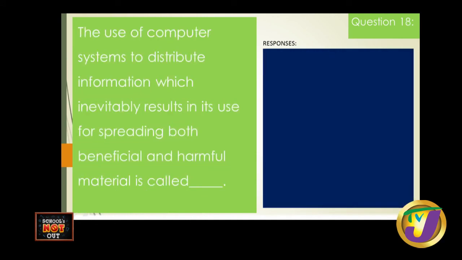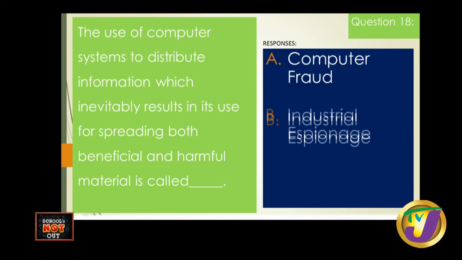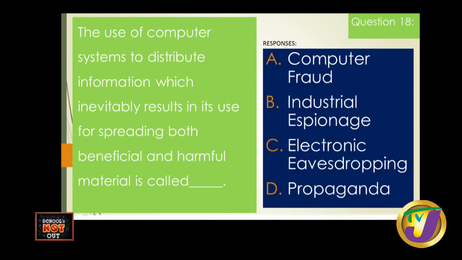Question 18. The use of computer systems to distribute information, which inevitably results in its use for spreading both beneficial and harmful material, is called computer fraud, industrial espionage, electronic eavesdropping, propaganda. Now let's read the question again. The use of computer systems to distribute information, which inevitably results in its use for spreading both beneficial and harmful material, is called computer fraud.